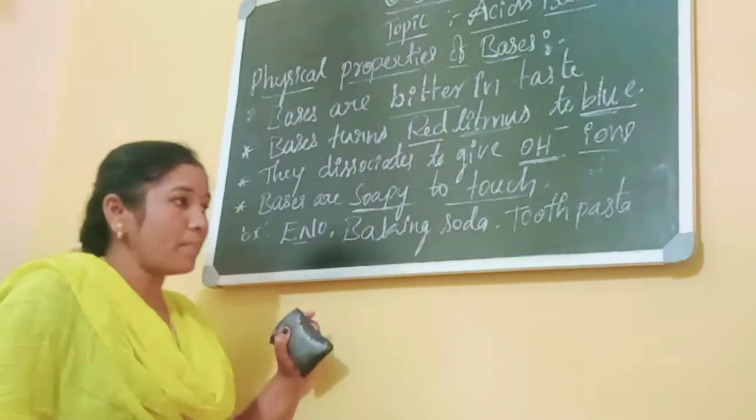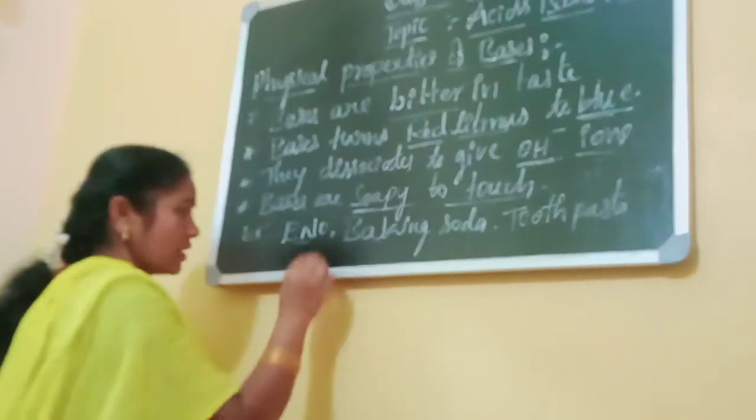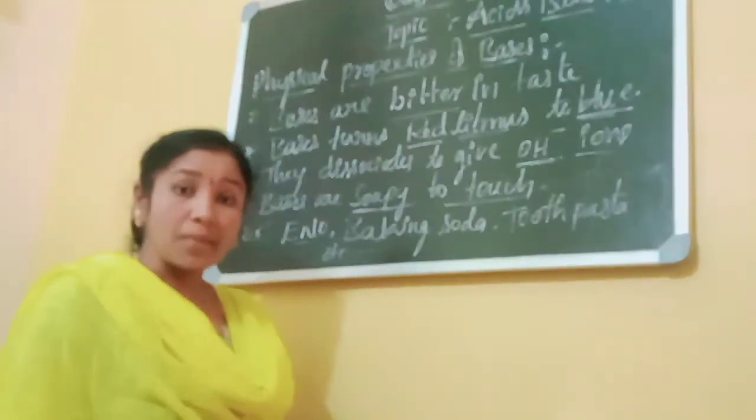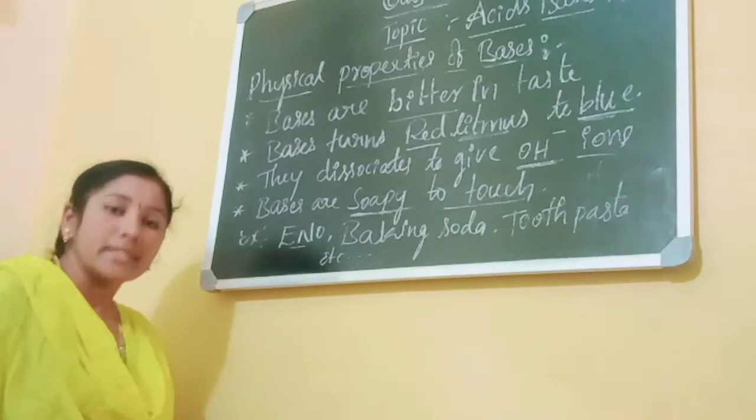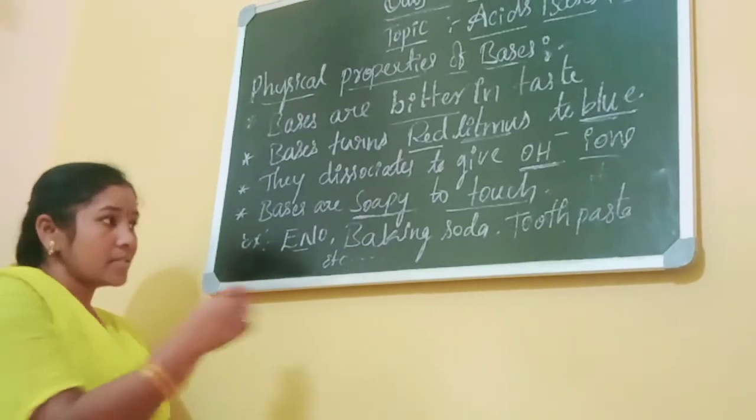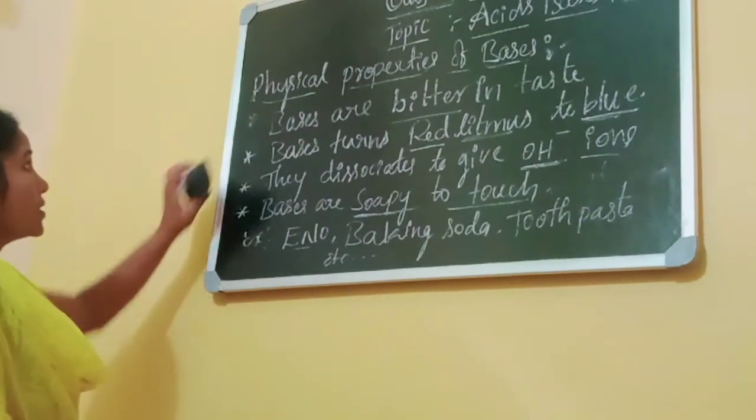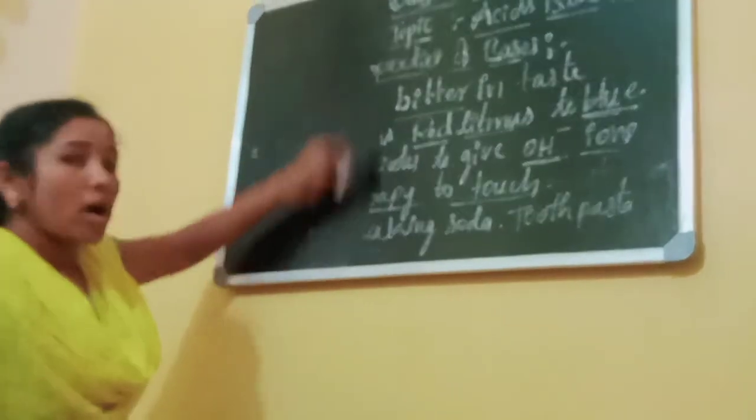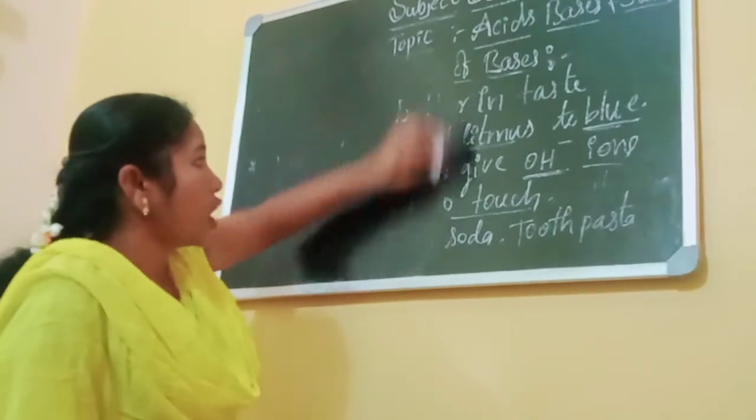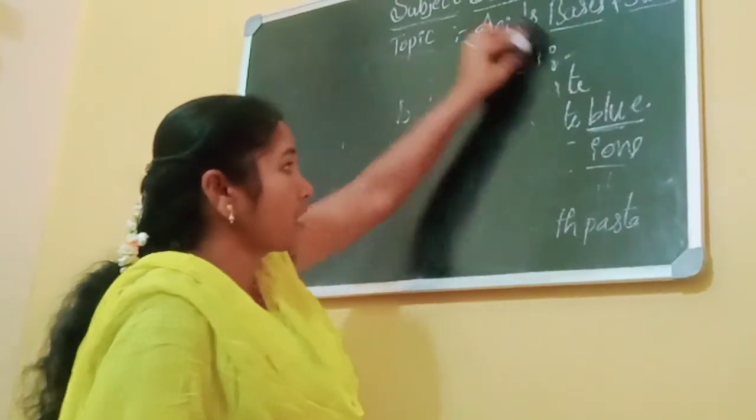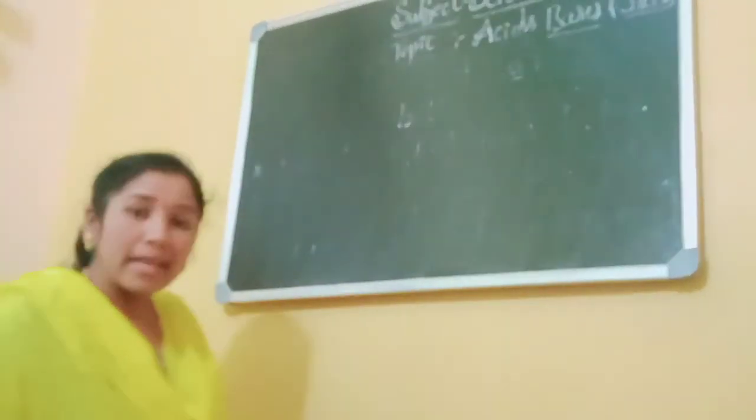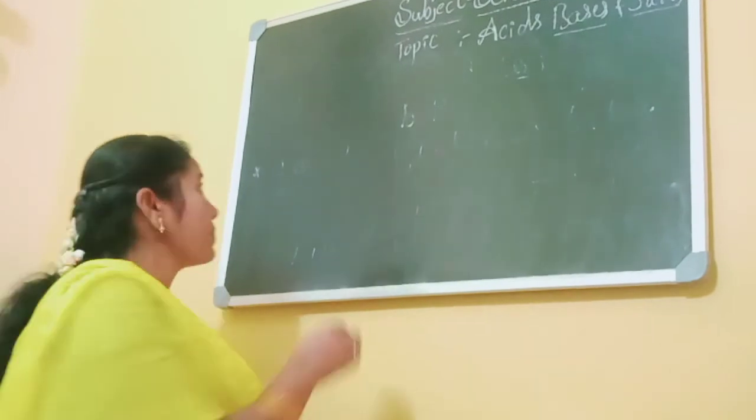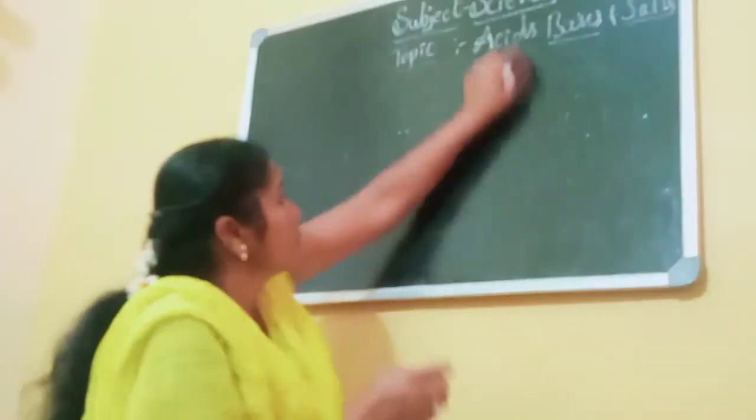Toothpaste is also an example of a base. These are some bases we are using in our day-to-day life. Understand? Now let's see proper examples. We can classify bases into strong bases and weak bases, just as acids are classified into strong acids and weak acids. Let's see that now.